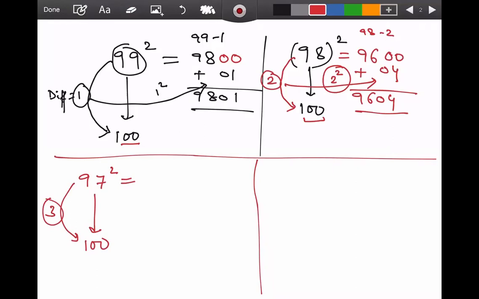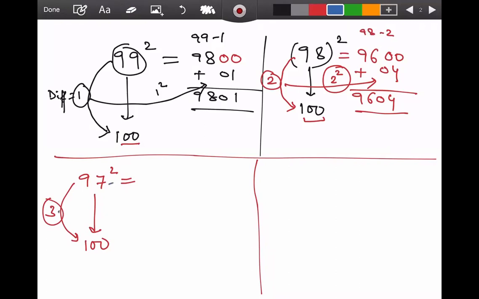9409. Very good. We will increase the speed, okay? So first we will clear the concept. First we'll know how to solve it. We'll do it the right way. Then we'll work on the speed without using a pen. So I don't think we need a pen now.